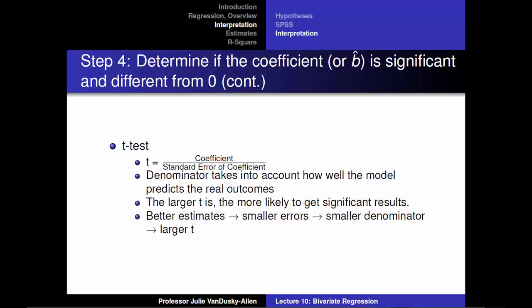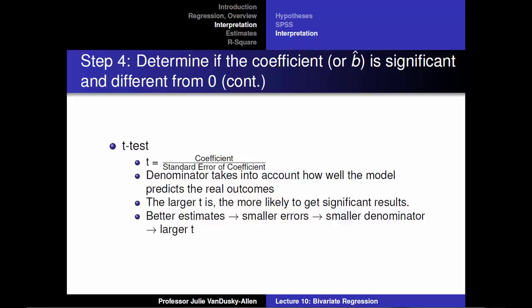We use a t-test to determine whether a coefficient b hat is different from 0. This is similar to when we use the t-test for difference of means test. We divide the coefficient b hat by the standard error of the coefficient. The standard error of the coefficient takes into account how well the regression model predicts real-world outcomes. If it predicts the true dependent variable values well, the standard error is small. If it predicts poorly, then the standard error is larger.